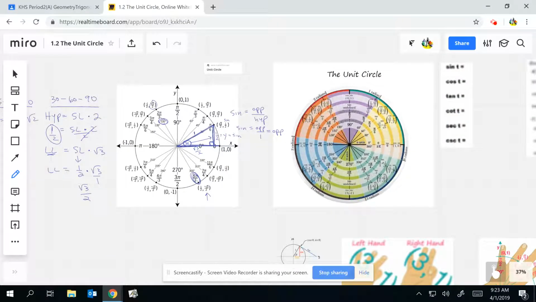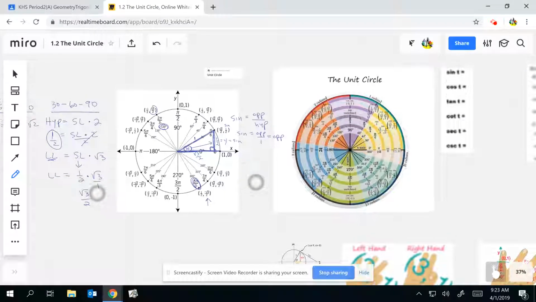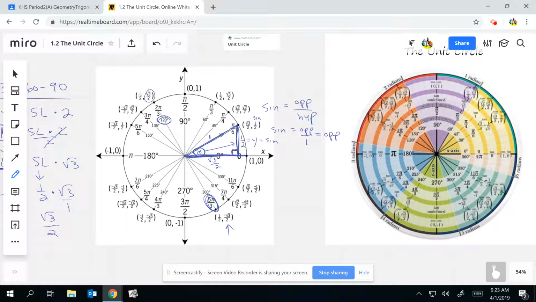All right, so sine is your y value. Your cosine is going to be your x value because your cosine is your adjacent over your hypotenuse. Adjacent over hypotenuse. And we know in this unit circle that our hypotenuse is a 1. So it's just adjacent divided by 1, which is adjacent. So my cosine is going to be this side down here, the adjacent side, which is my x value.